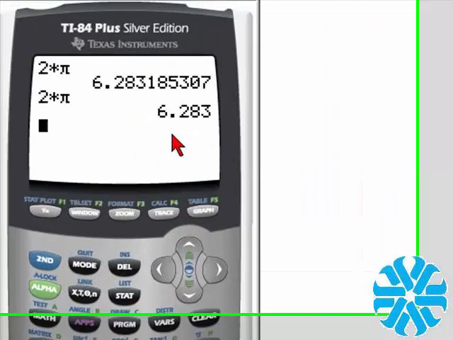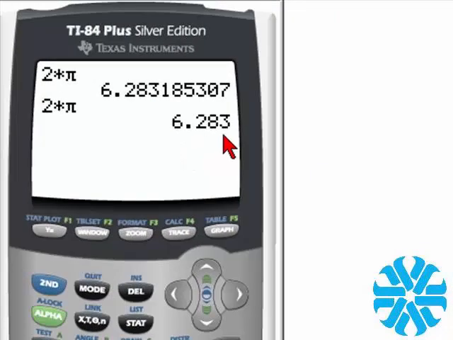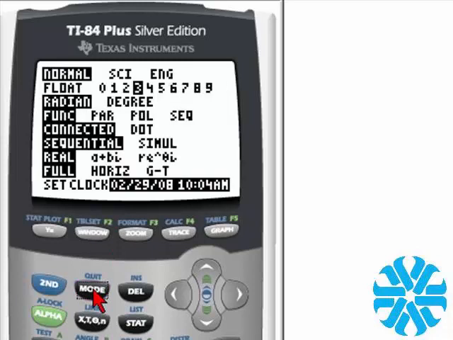And you can see now that our answer is displayed to only 3 decimal places. And you can change this all the way up from 0 decimal places to 9 decimal places. So now let's go back to the mode screen and take a look one more time. If we did not want our answer to any decimal places, we would go ahead and put it on 0. So let's take a look what that would do.